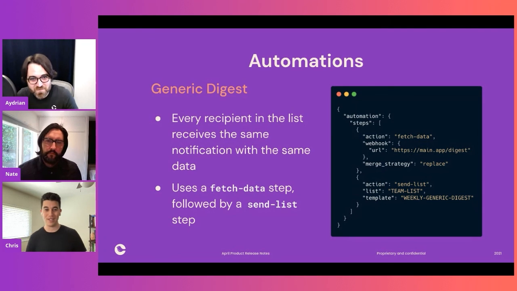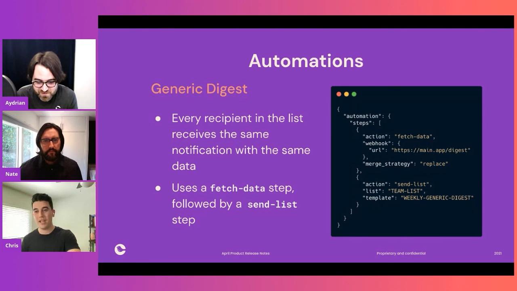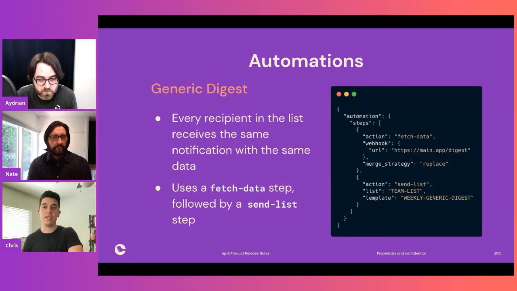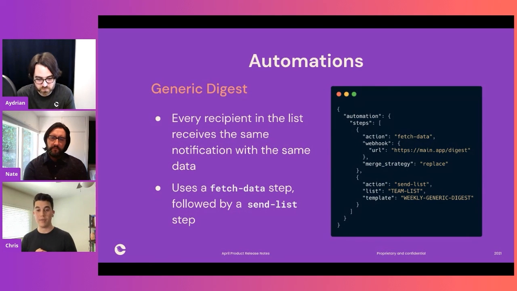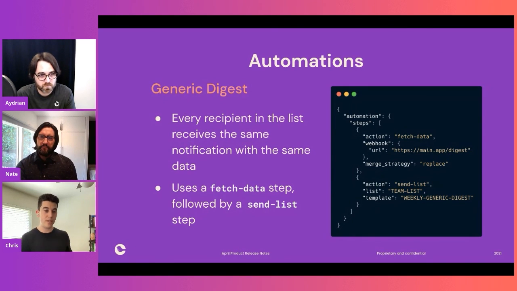Yeah, sure. So again, like I was saying, if you just need to send everybody in your list the same type of notification with the same data, then what you're going to want to use is the fetch data step. This will take the response from the URL that you provide, and we'll store it for you behind the scenes. And then we'll use that data to send everybody on the list the same notification. So in a team setting or something where the data is generic across all recipients, this would be the way to automate that with Courier.